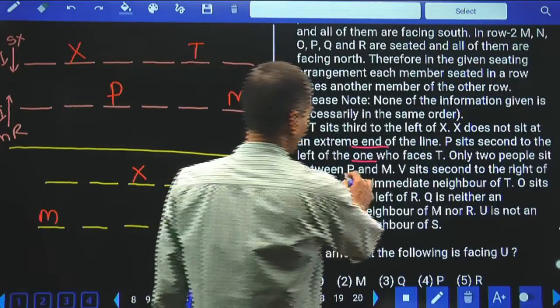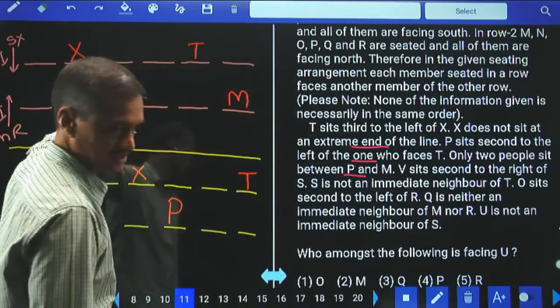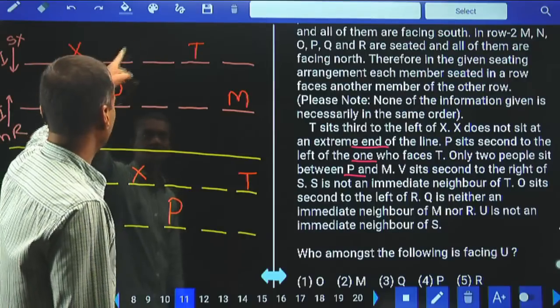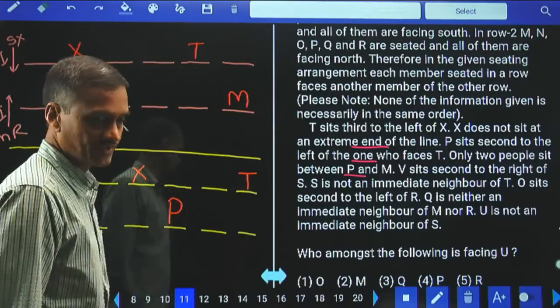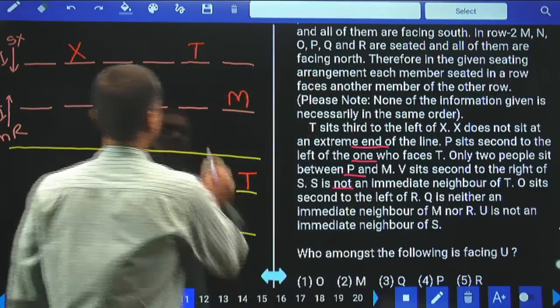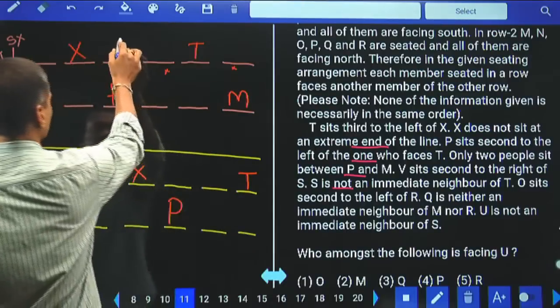The next one, V sits second to the right of S. Now S and V come here. Isn't it? V sits second to the right of S. V and S can be here, V and S can be here. Two different possibilities. And out of which, S is not an immediate neighbor of T. S cannot be in these two places. S cannot be here as well. Hence S must be here.